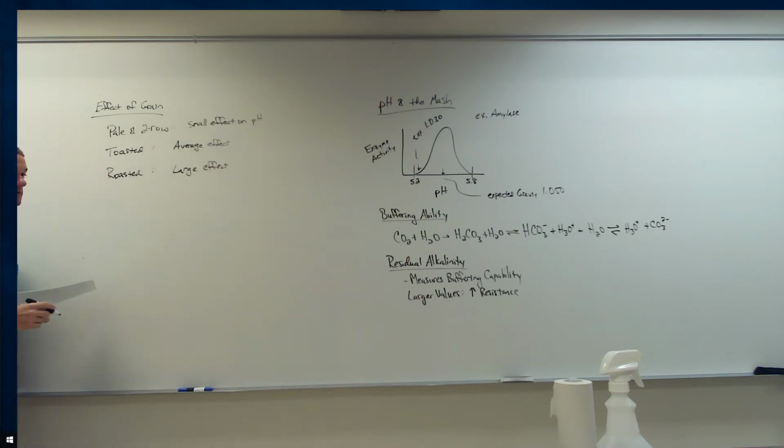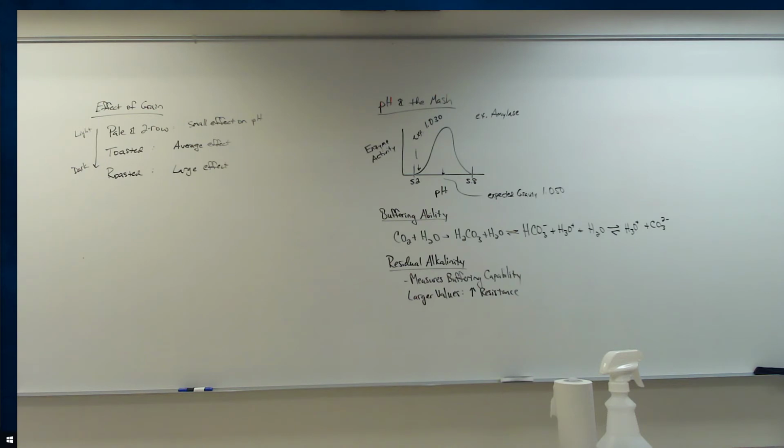All right. And what marks these? Color of the grain. So the pale and the 2-row are very light colored grain. They haven't been toasted or roasted very long. Their kilning process was short. It was at lower temperatures. Our roasted grains are dark in color. They've been roasted at higher temperatures, in a drum roaster probably, and so forth. These all have an effect. All right. So our light grains have a small effect on pH. Our dark grains have a large effect.